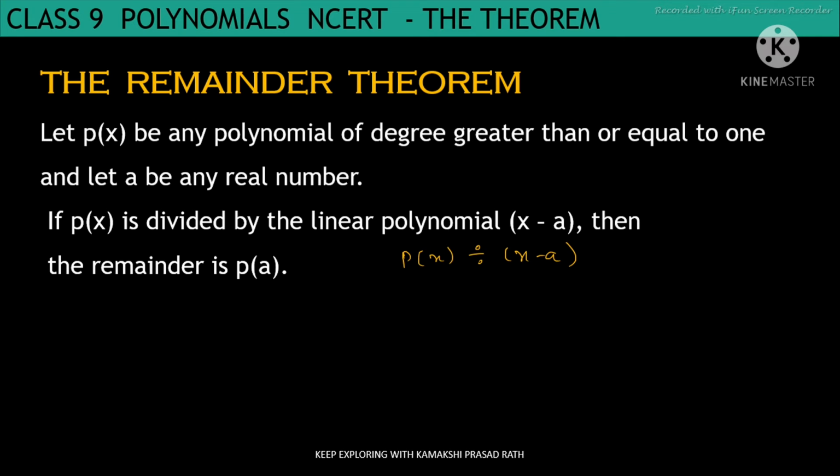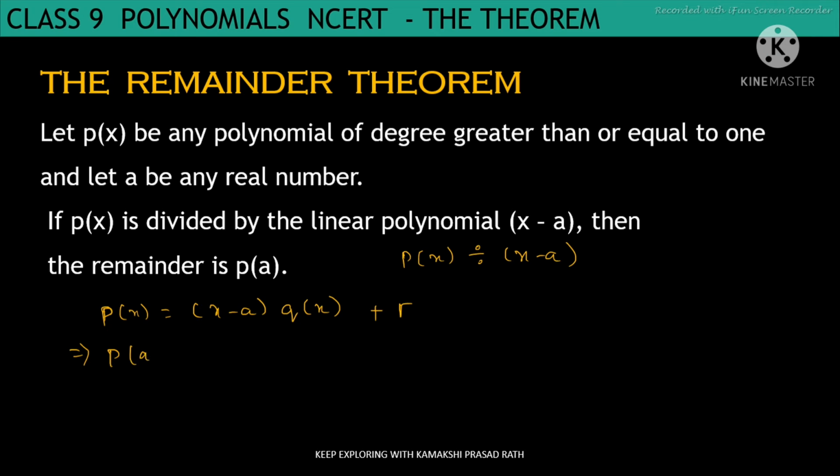So already we have seen whenever p of x is divided by x minus a, p of x can be written as x minus a multiplied by its quotient q of x plus the remainder, that is the constant polynomial r. Hence, now let us find p of a.